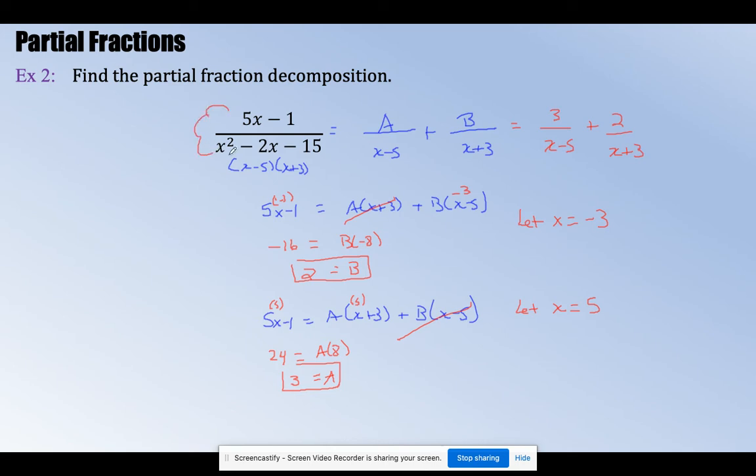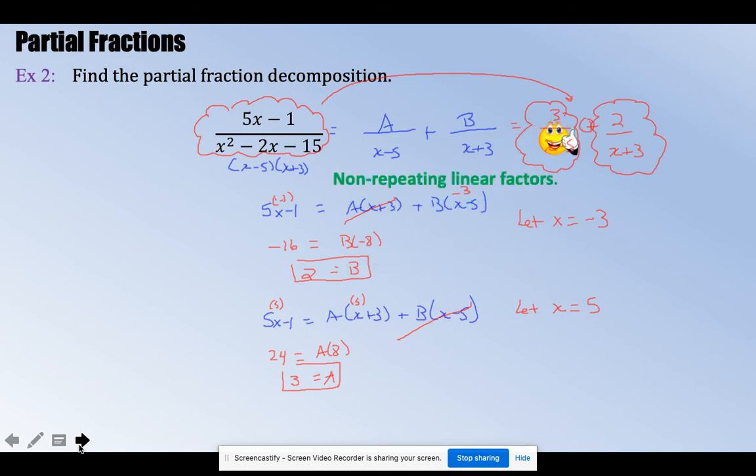You have taken one fraction and decomposed it into a sum of its separate parts. Ta-da! Woohoo! Congratulations! Yay! Again, this case was the non-repeating linear factors. Once you get used to partial fraction decomposition, when you have non-repeating linear factors, that's your easiest type.